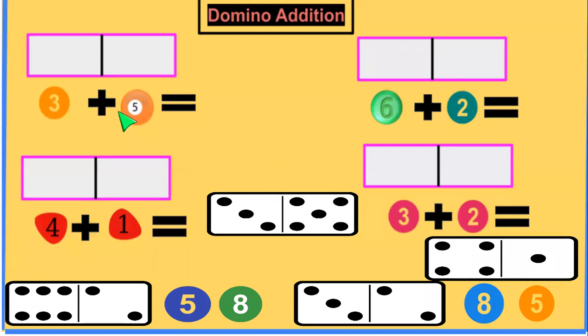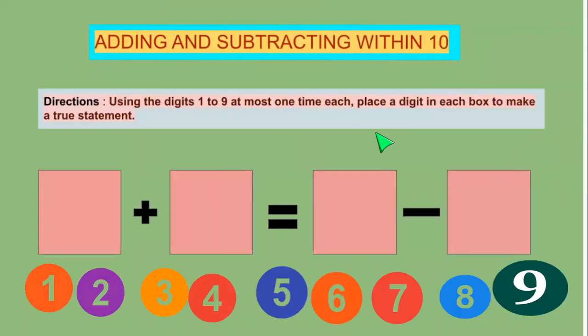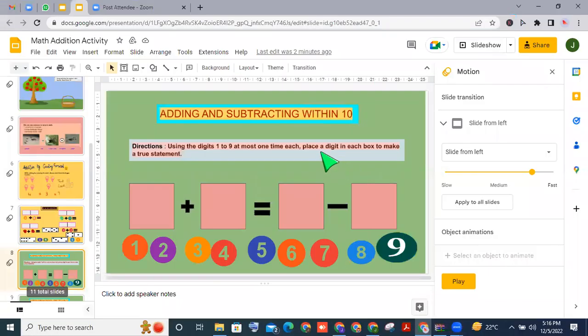Now just see, this is 3 plus 5, and this is how the activity can be done. This is 3 and 5. We have to drag and drop it. I'll show you if it works out.